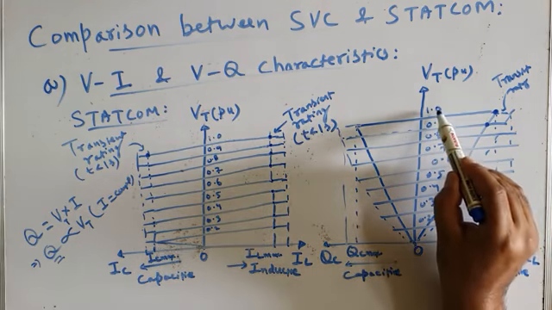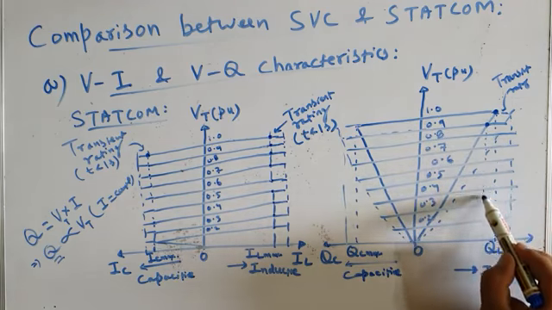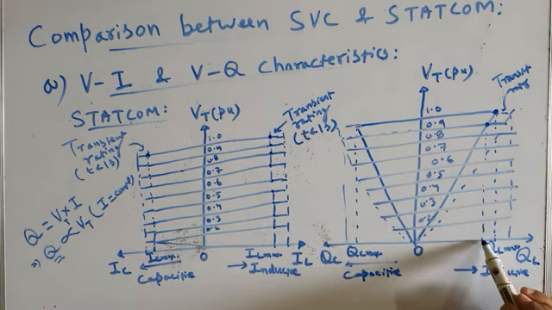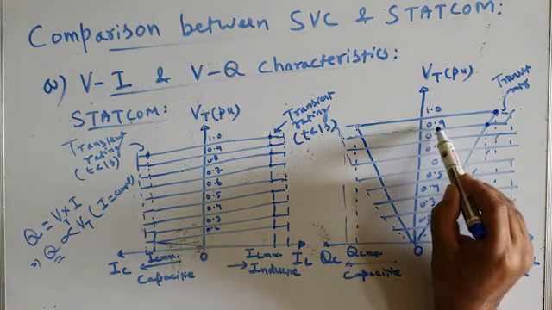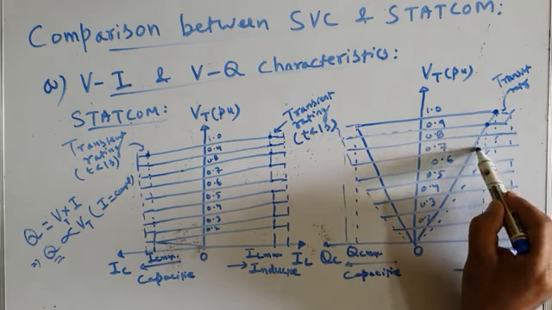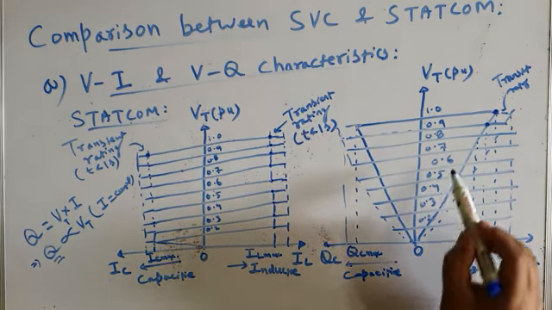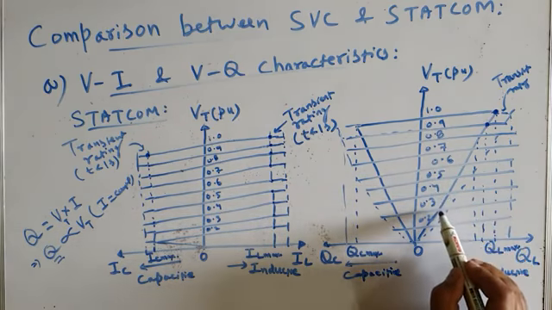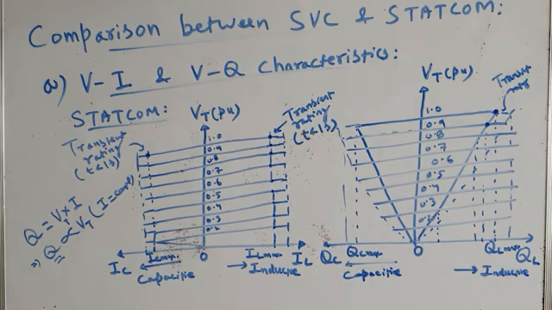At a bus voltage of 1 per unit, the reactive power absorbed by the STATCOM is QL max, maximum. And when voltage drops from 1 per unit to 0.9 per unit, how much reactive power is it now absorbing? It is absorbing this much reactive power, which is less than QL max. And when voltage drops from 0.9 per unit to 0.8 per unit, it is drawing less reactive power. Similarly, 0.6, 0.5, 0.4, 0.3, for example, at 0.3 per unit bus voltage, it is absorbing only this much reactive power, and so on.